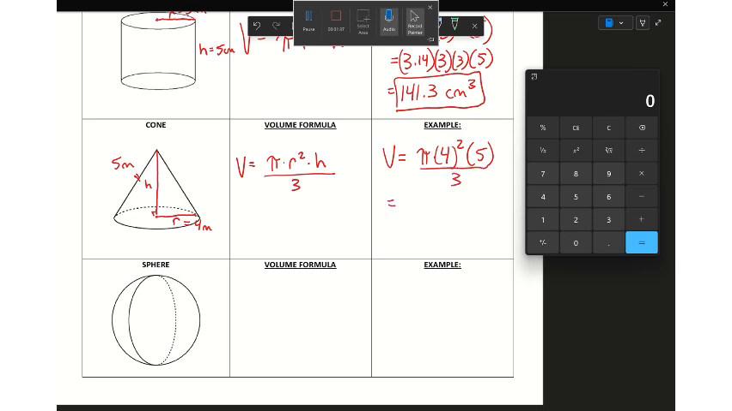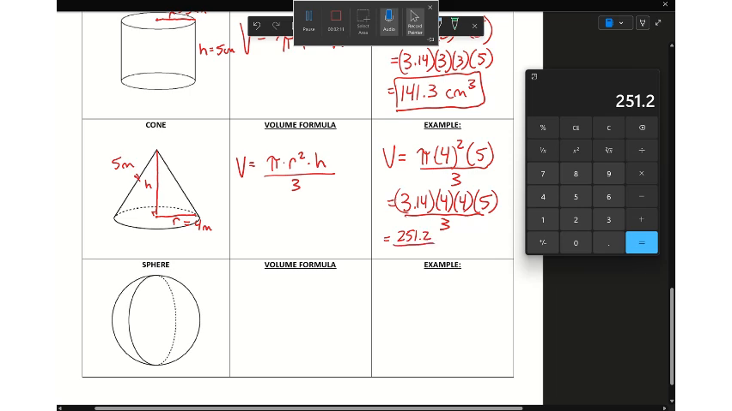Now, this is where I need to be really careful with my order of operations. So the first thing that I'm going to do is carry out the multiplication on the numerator of this fraction. So in this case, that's 3.14 times 4 squared, times 5, all over 3. Once I do this in my calculator, I'm going to multiply it out. 3.14 times 4 times 4 times 5 gives me 251.2. So I'm going to write that down.